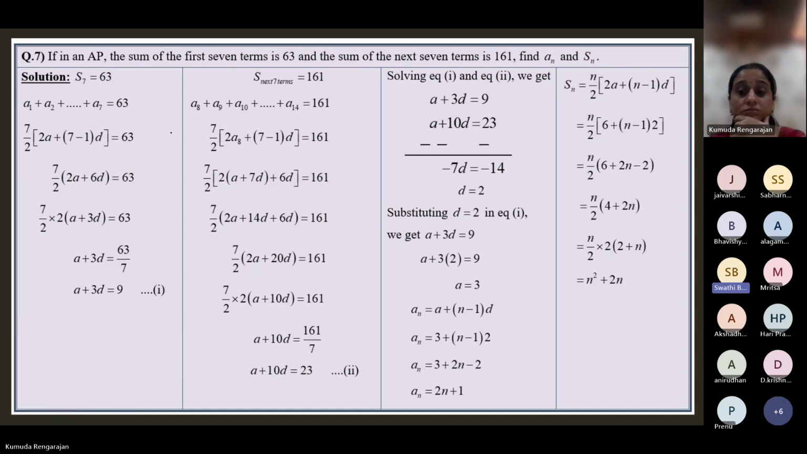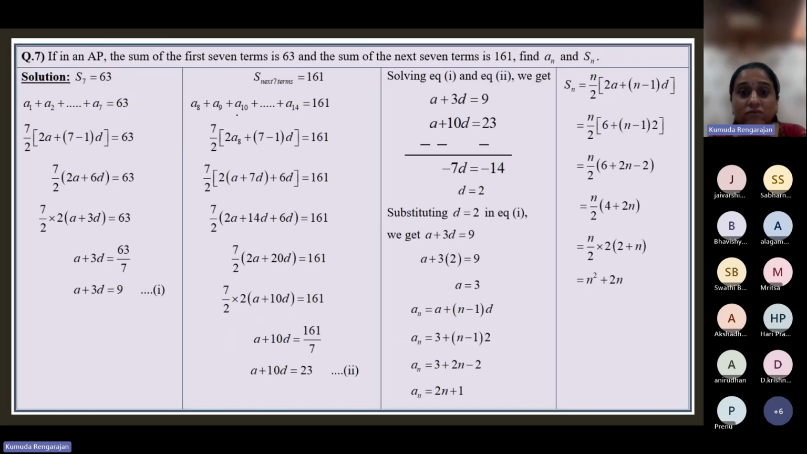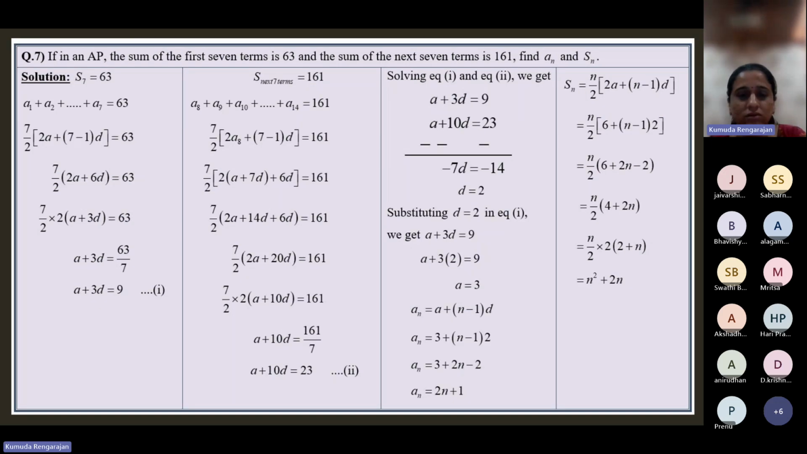I didn't see the second part of the question, Mom. I thought the question was to find only a and d. Oh, okay, okay. Yeah, I have done it both the ways. So I have the alternate solution also. So you can check. I'll share all these images on WhatsApp, children.